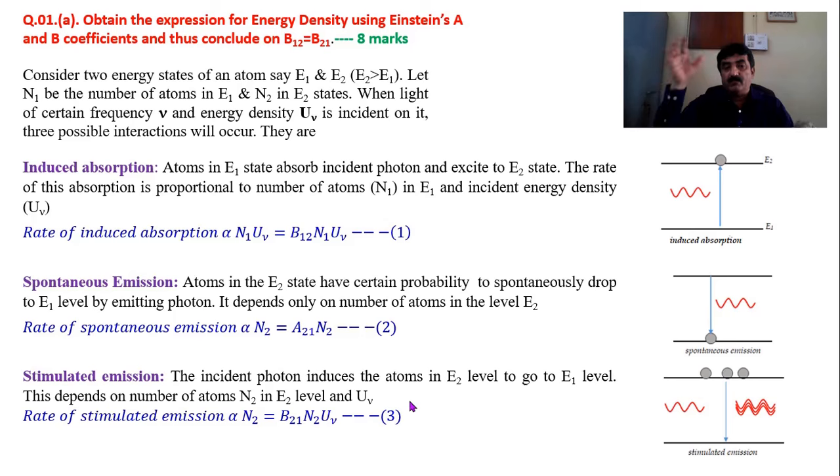Anyway, forget about the history. Coming back to this, what is stimulated emission? The incident photon induces the atoms in the E2 level to go to the E1 level. That means atoms are already in the excited level. They are about to come to the ground level, that is called spontaneous emission. Before they come, the incident light will induce, will stimulate, will disturb, will influence.